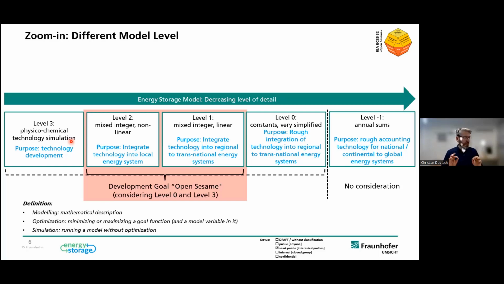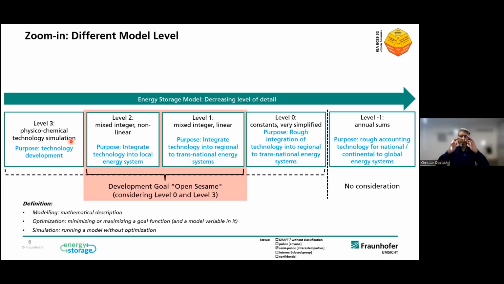For everybody who's not a mathematician, mixed integer means there are some figures like 3.1, 3.5, but also 0 and 1. That means it's existing or non-existing, something like this. So this is mixed integer, and nonlinear, I think it's clear. So it's like x squared or something like this.